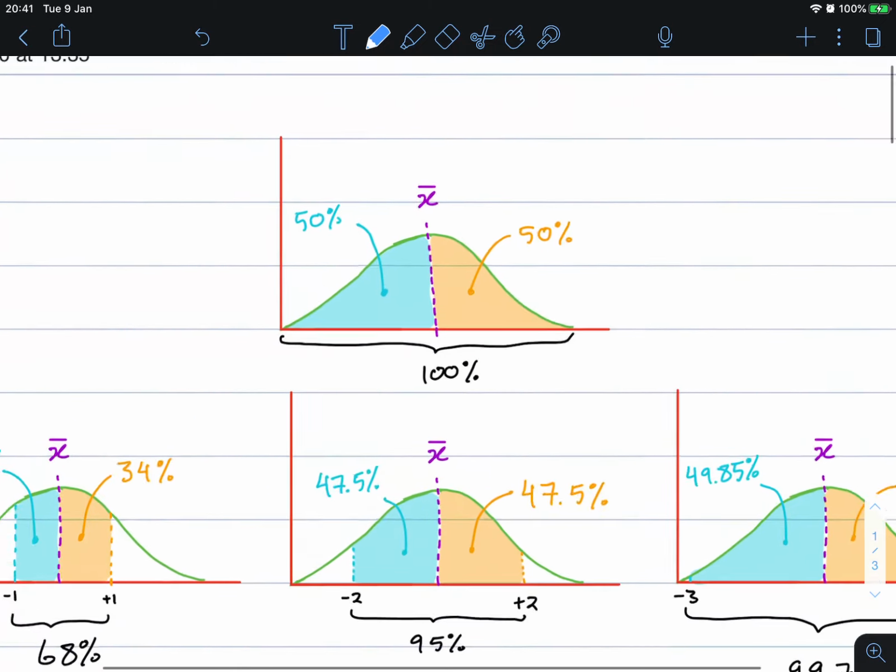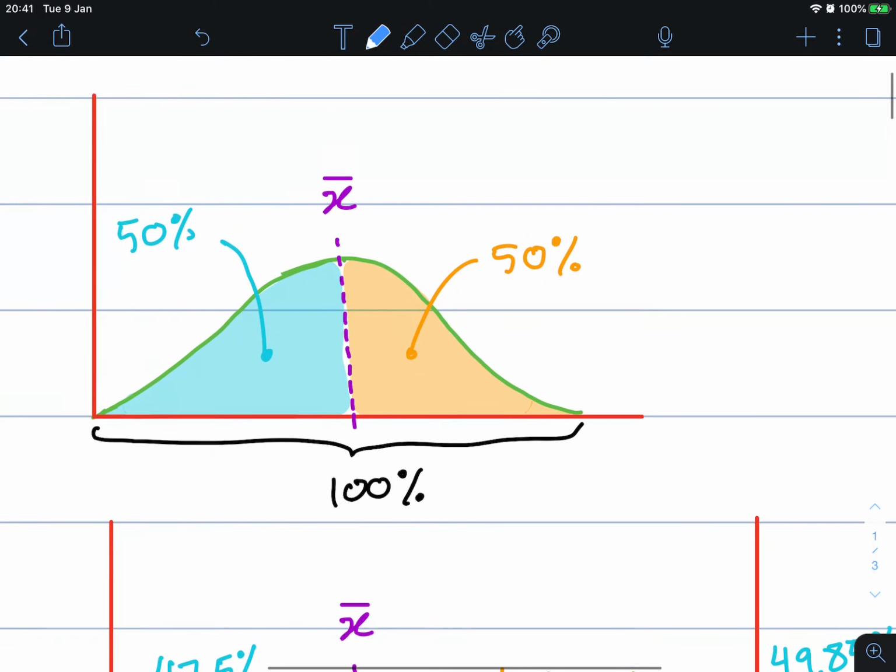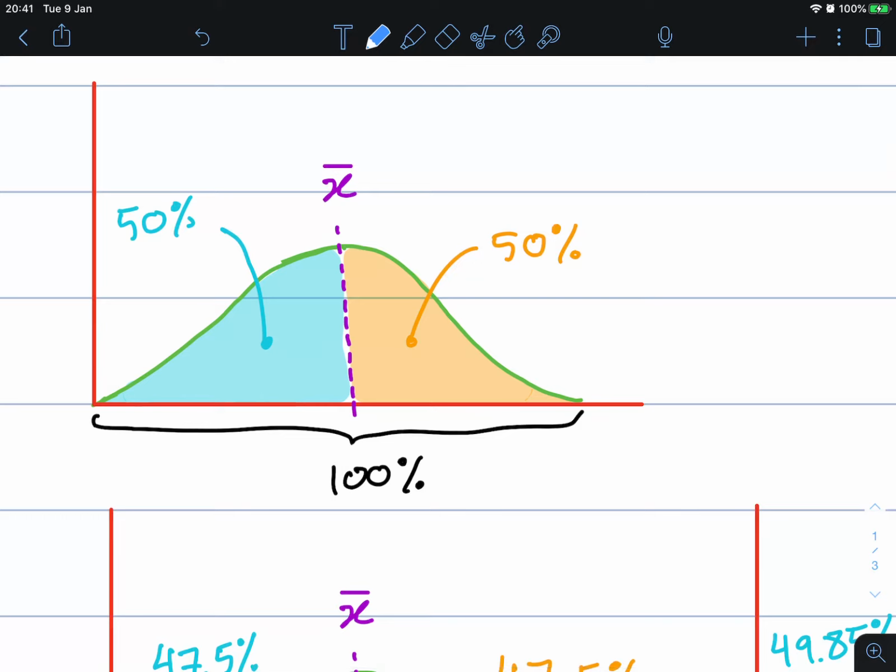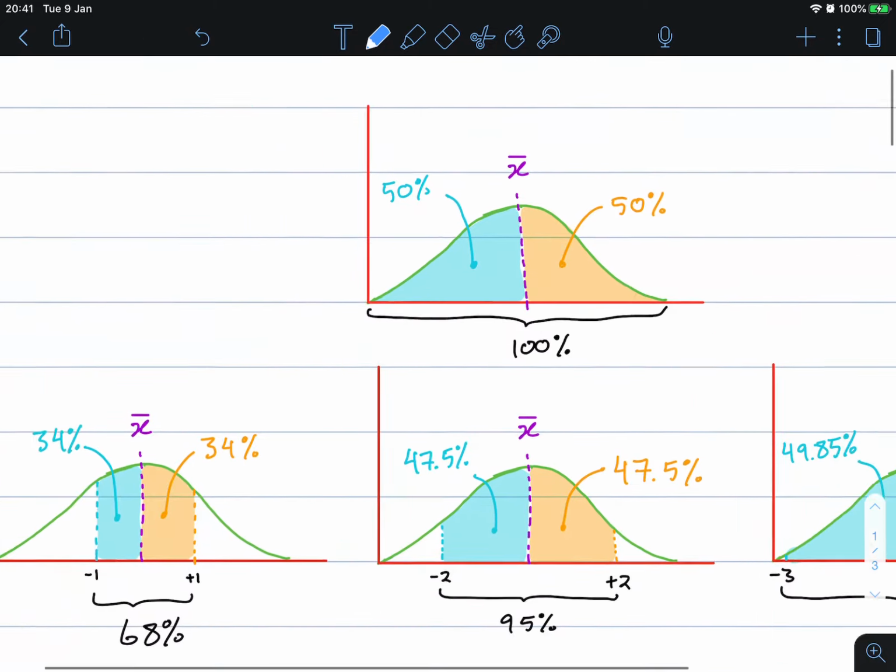depending on how many standard deviations above and below the mean is given, they represent different percentages of the data. Let's go through it very quickly. So if we have all of the data and it's normally distributed, the mean cuts everything perfectly in half. So there's 50% above and 50% below the mean.